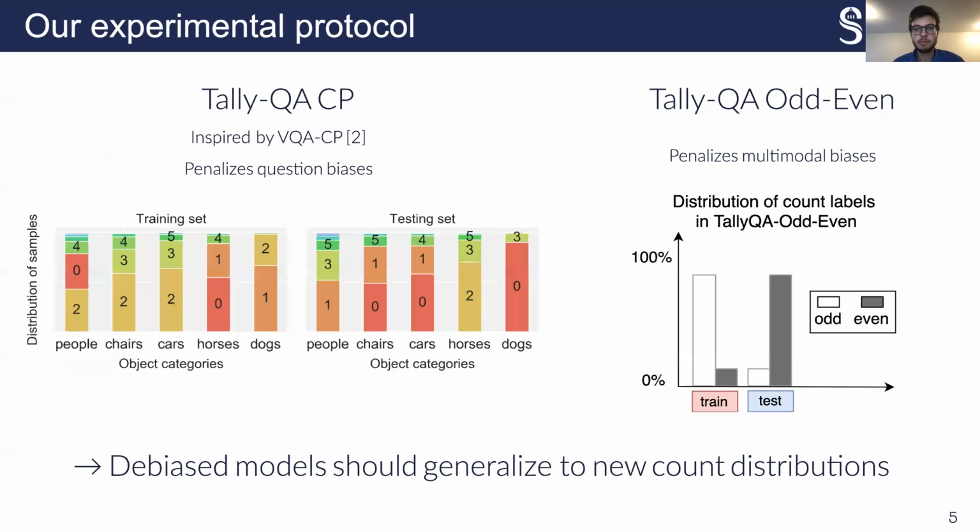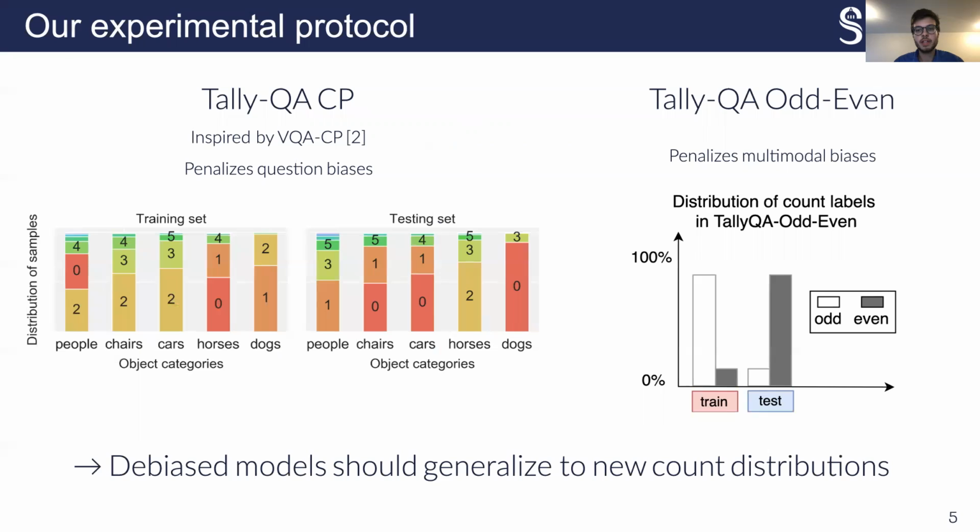We designed an experimental protocol to penalize models that rely on biases. It is composed of two splits of the TeleQA dataset. The first one, TeleQA-CP, is similar to VQA-CP. We modify the distributions of answers conditioned on the main word to be counted. This dataset penalizes models relying on question biases.